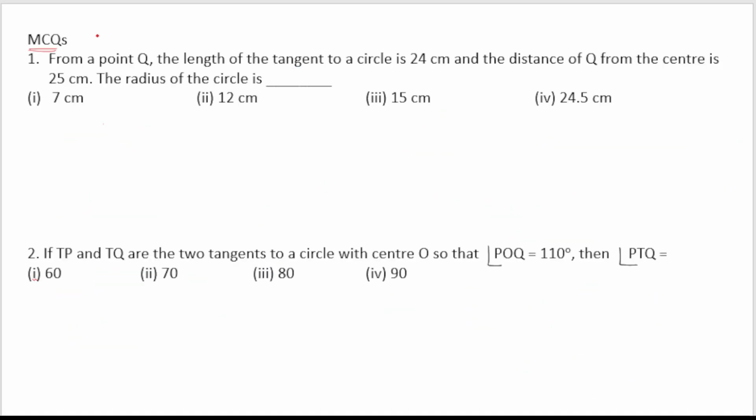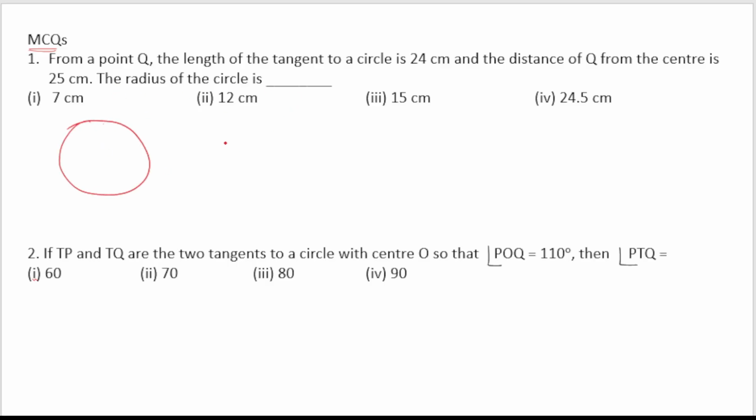Now we will solve a few MCQs. These are from NCERT and these can be asked in your exam. So the first one: from a point Q, the length of the tangent to a circle is 24 centimeters and the distance of Q from the center is 25 centimeters. The radius of the circle is what?